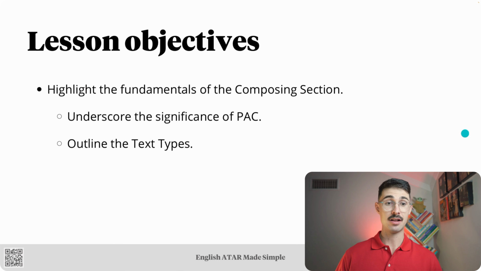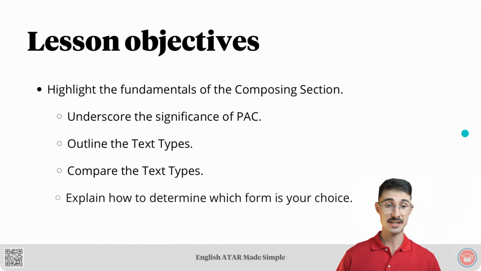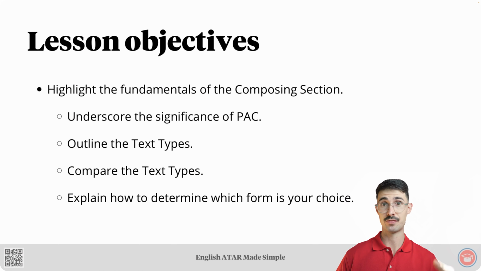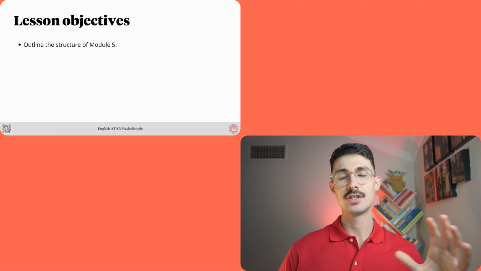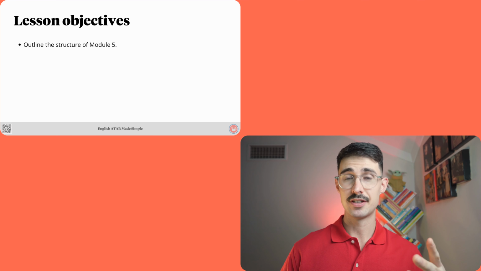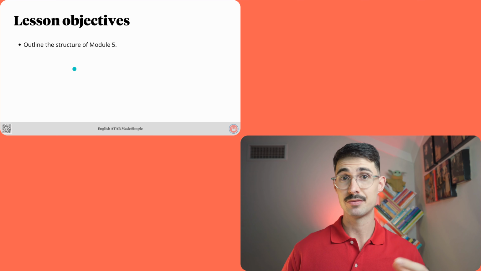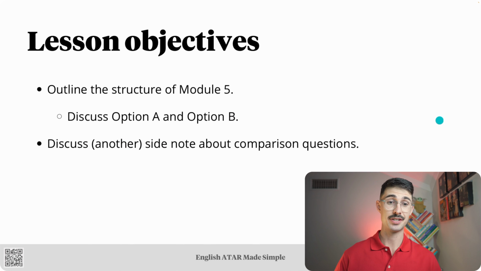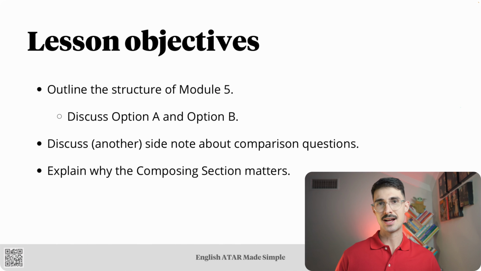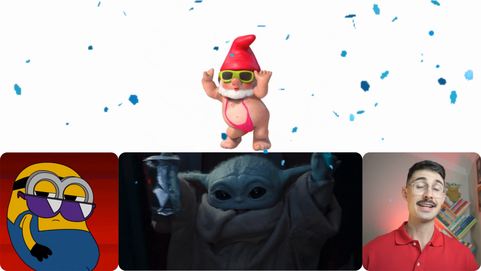After we've done that, we'll outline the text types, compare the text types, then explain how to determine which form is your choice. Once we've done this, we will then be in a position to outline the structure of this module. You would have noticed this module is longer than the previous two, and this part of the lesson will explain why that is. We'll discuss option A and option B, then we'll discuss another side note about comparisons. I wonder what this could be. Then we'll start wrapping this lesson up by explaining why the composing section matters. From there, we'll outline a simple summary and get this party started.